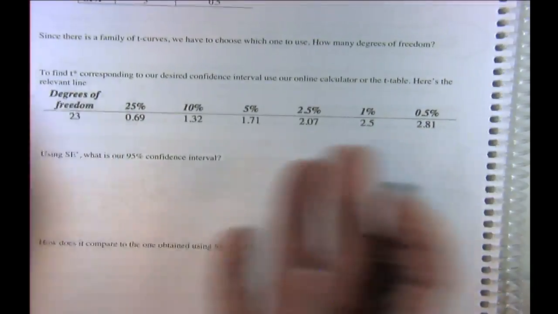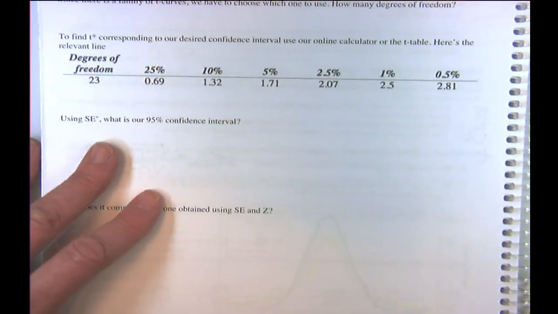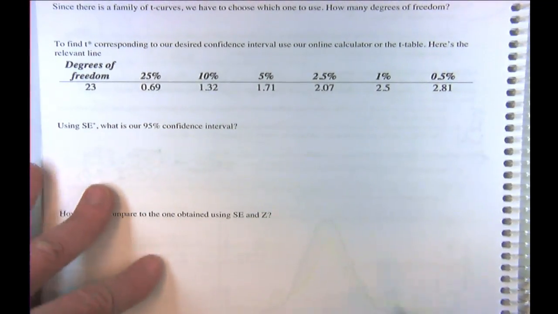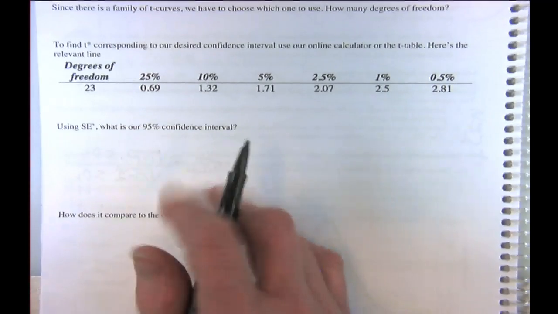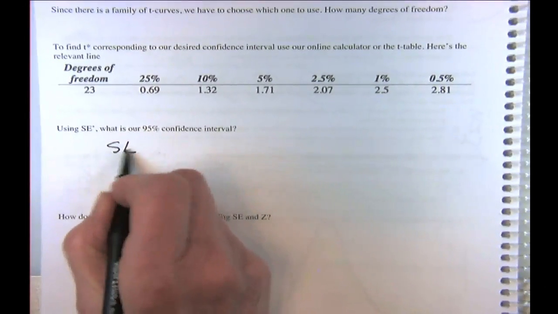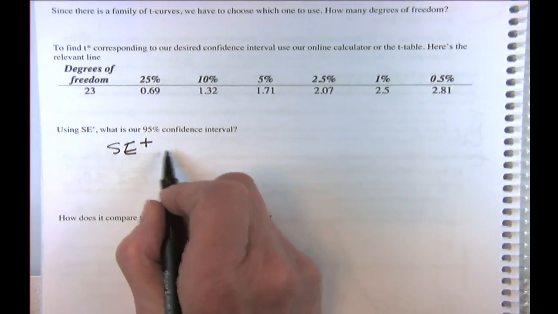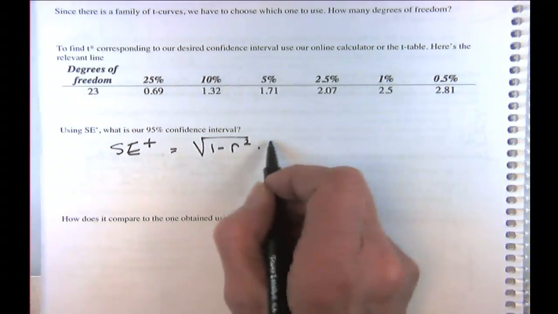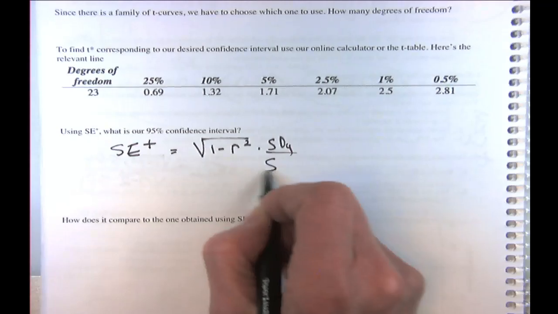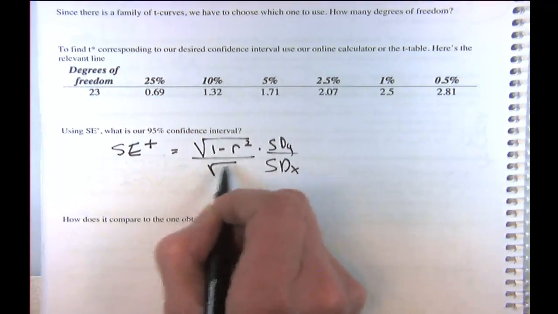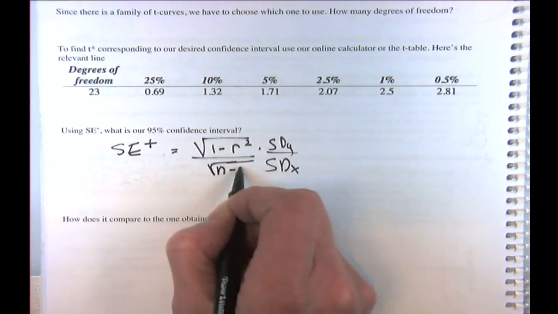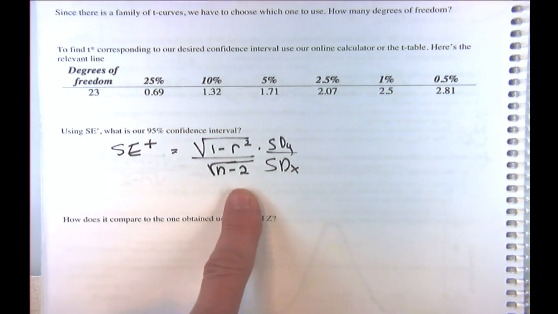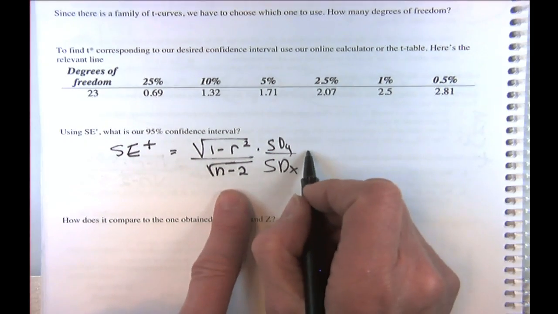We have 2 minutes left, so let's do that. First of all, let's do our standard error. What is our standard error for the slope? It's the square root of 1 minus r squared, times the standard deviation of y over the standard deviation of x, over the square root of not n, but n minus 2. And that's our degrees of freedom.